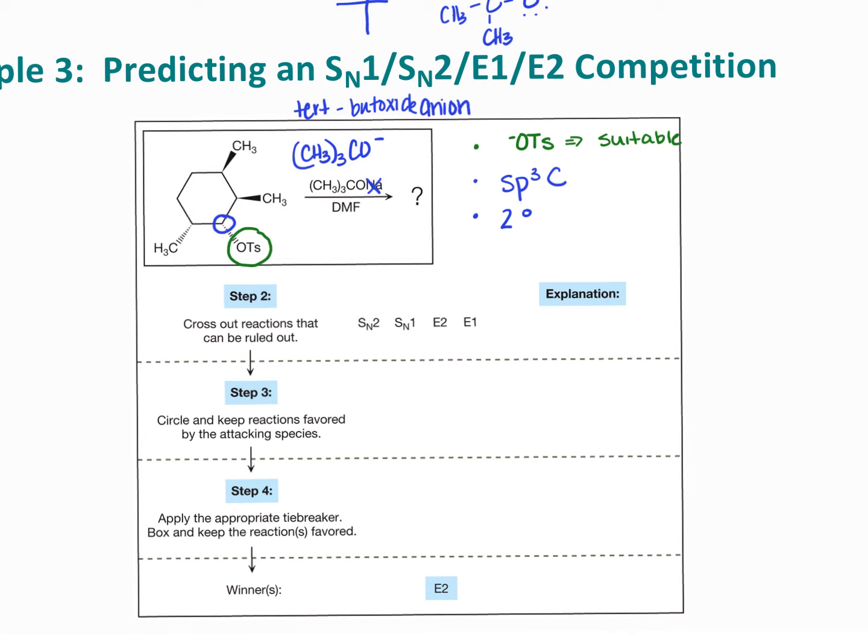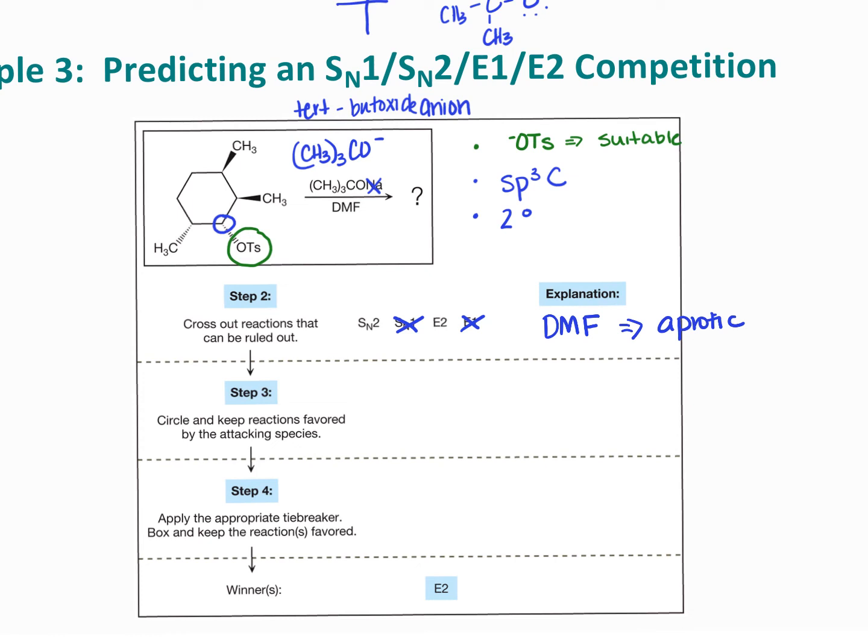So for step 2, we need to start asking ourselves if there's anything we can rule out. We notice that we have DMF as our solvent. So the solvent here is DMF. It is aprotic, right? And so that means we can rule out SN1 and E1. Those are not going to happen because we have that aprotic solvent. We can't really rule anything else out. It's secondary, so we have to consider SN2 and E2, right? So we need to move on to step 3.